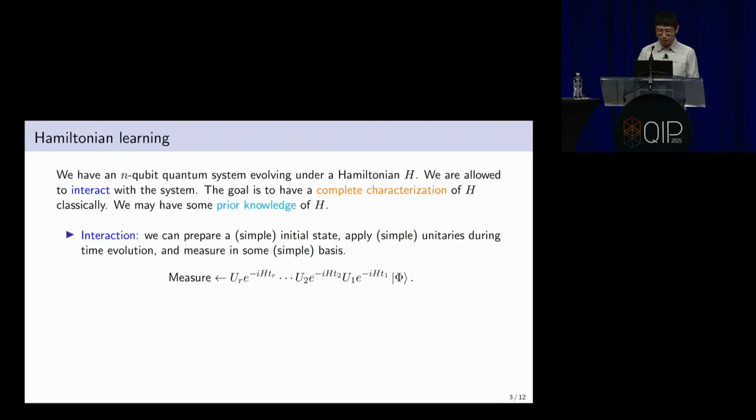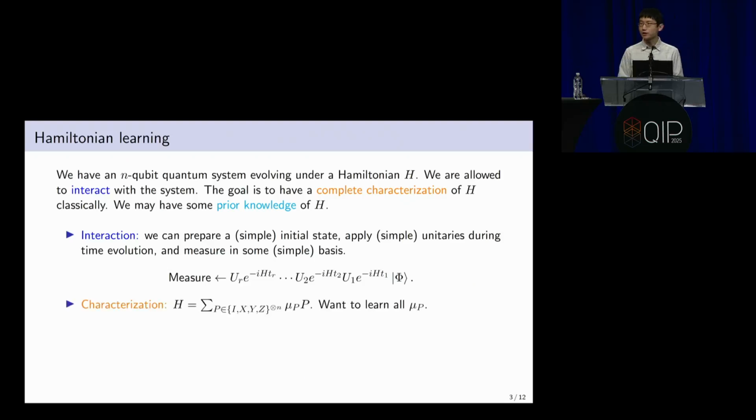By interaction, I mean that we can prepare an initial state, apply unitary steering time evolution, and measure in some basis. Mathematically, everything is written down in this equation here. We prepare initial state phi, let it evolve under an unknown Hamiltonian for time t1, apply some unitary u1, and keep doing it until at the end we do some measurement. Hopefully all the operations we apply are simple. For example, for the initial state, we want them to be product states. For the unitaries we apply during time evolution, we want them to be, say, single qubit operations. And for the measurement, we also want them to be simple enough so that everything is experimentally feasible.